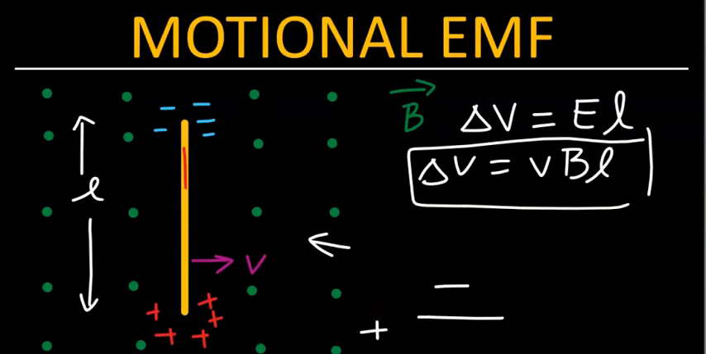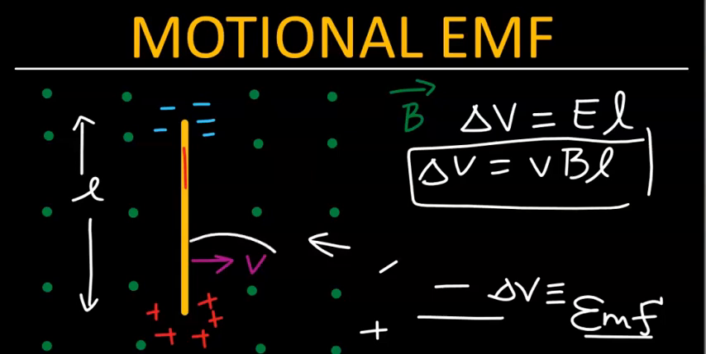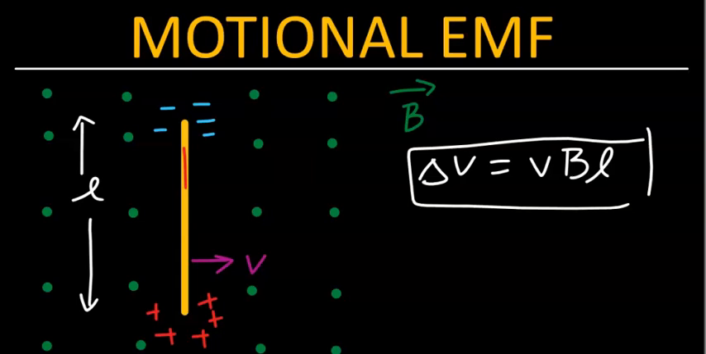So this is a positively charged terminal of the battery. This is a negatively charged terminal of the battery, with the potential difference being quite simply the EMF of that battery. So this EMF that results from the motion of the conducting rod is known as the motional EMF. To avoid confusion, this V in the delta V is the potential difference, so let us use the capital V for that, and this v is the speed of that conducting rod.